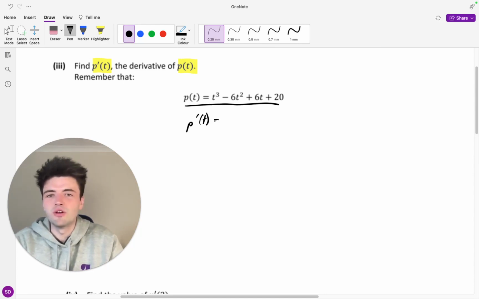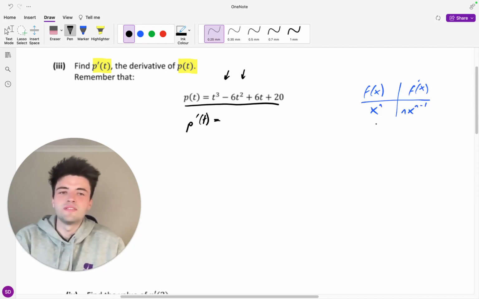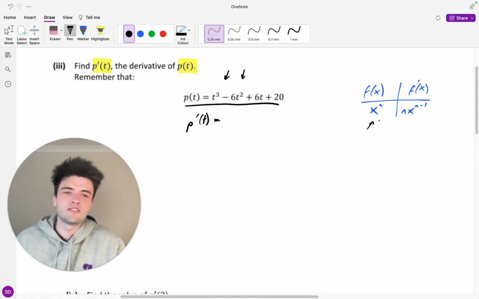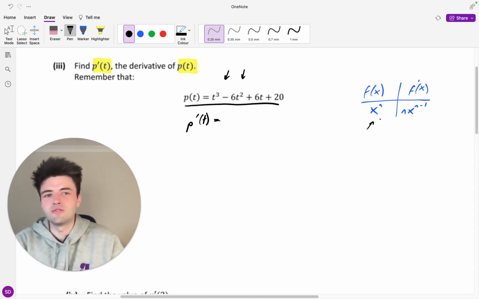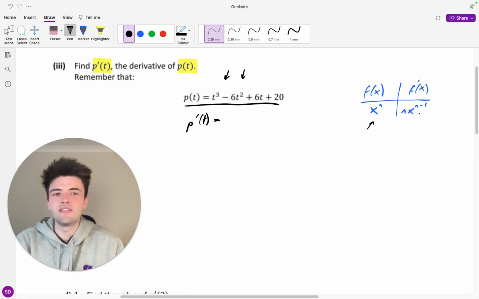And because it's a polynomial, or in other words, because it's something to be cubed minus something to be squared and so on, we can just differentiate that using the same rule for every term. And that is straight from our log tables, and it is that for any term x to the n, so we're just using general kind of term x here, but we can use it on t as well, which is just fine. The derivative is going to be nx to the n minus 1. So we're taking down the n in front.